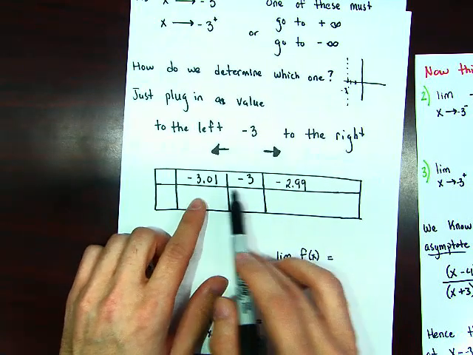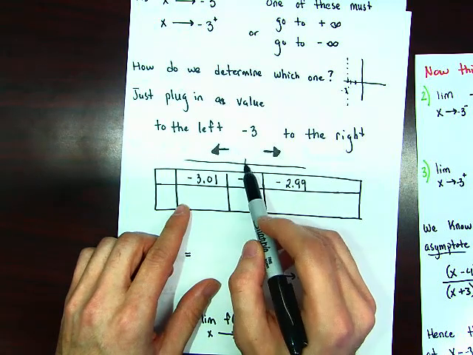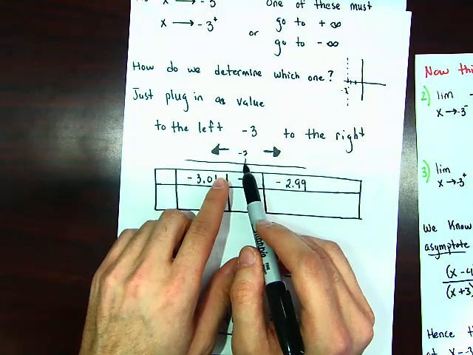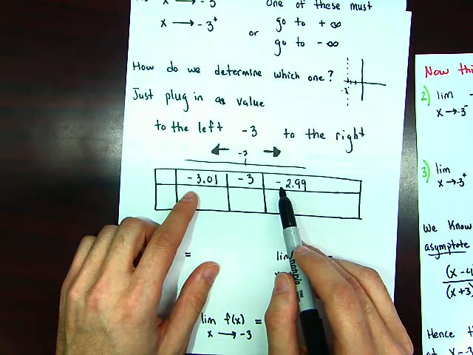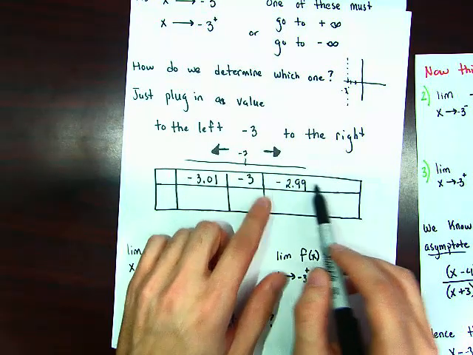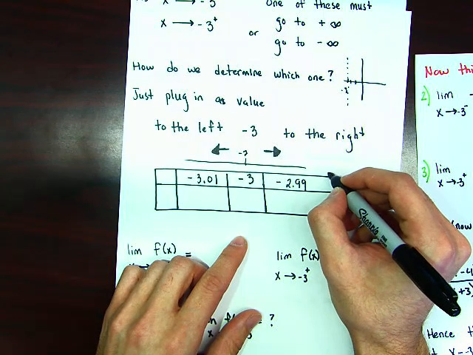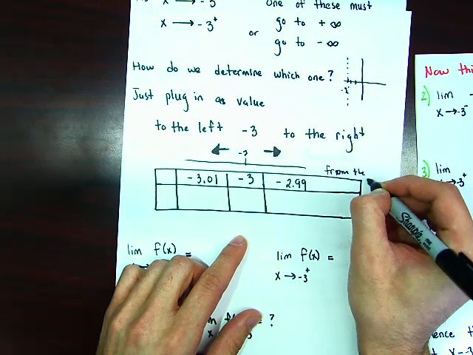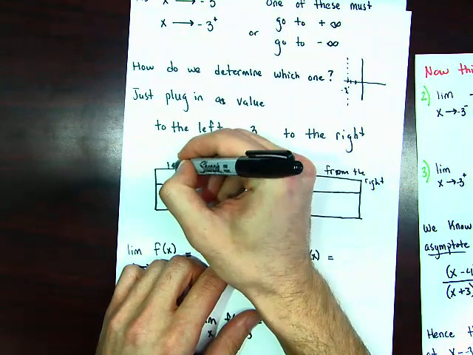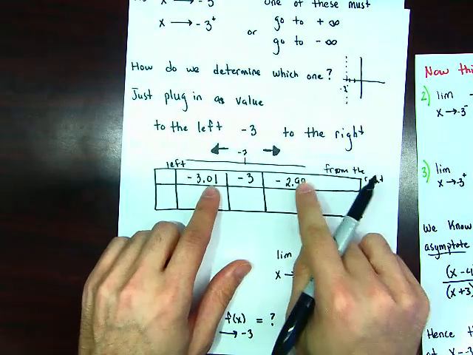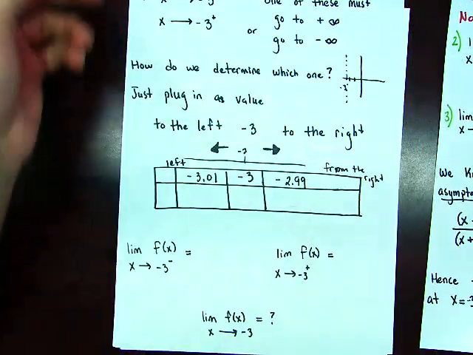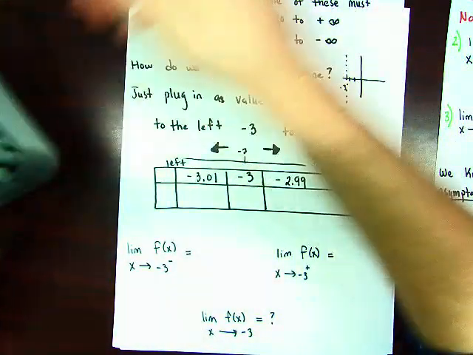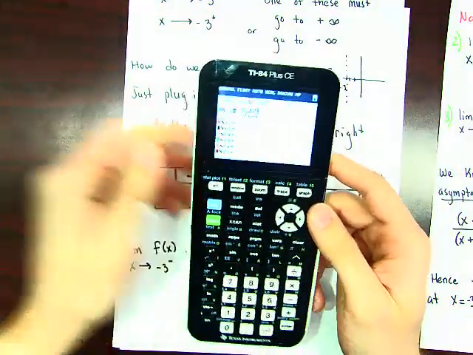And notice that, if I have the number line, right? If this is -3, what's a number left of -3? What's a number smaller than -3? It's like -3.01. And -2.99 is bigger. So this is coming from the right, and this is from the left, right? So if we plug in these values into our original function over here, it'll tell us whether the value is positive or negative. So let's just take a look over here. So what Mr. G did to save some time is, let's see if we can see this.